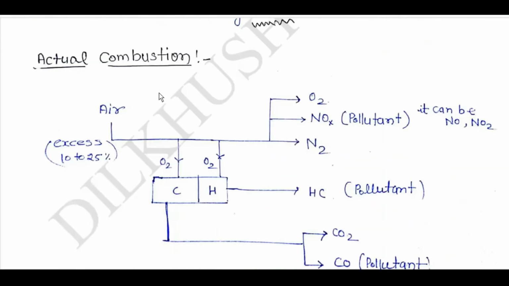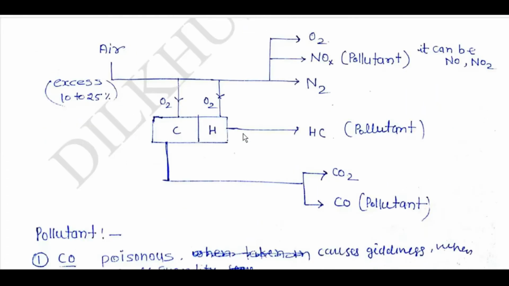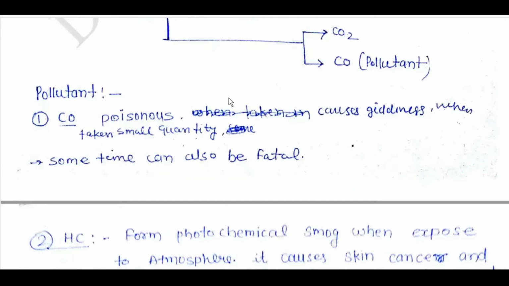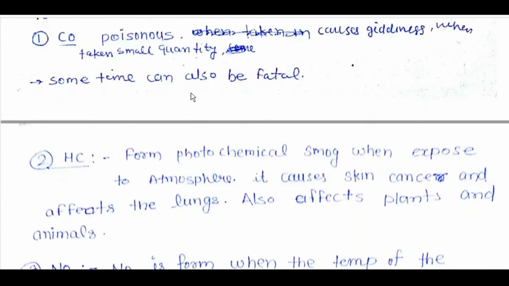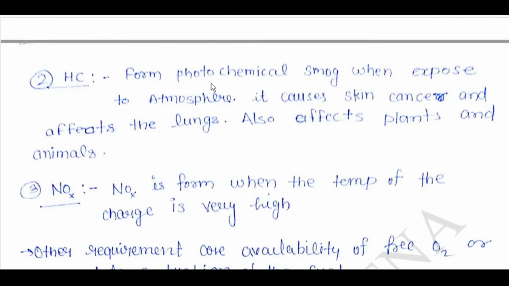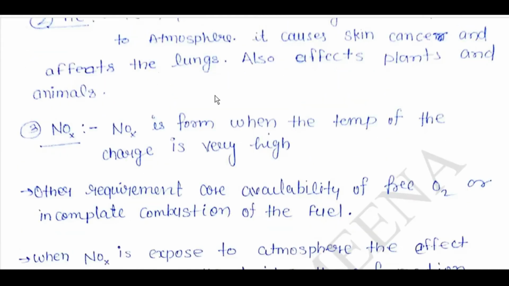Actual combustion has excess air of 10 to 25%, with O2, NOx, N2, HC, CO2, CO in the exhaust. Pollutants are CO, HC and NOx. CO is poisonous, causes giddiness when taken in small quantities, and sometimes can also be fatal. HC forms photochemical smog when exposed to the atmosphere. It causes skin cancer and affects the lungs. It also affects plants and animals.